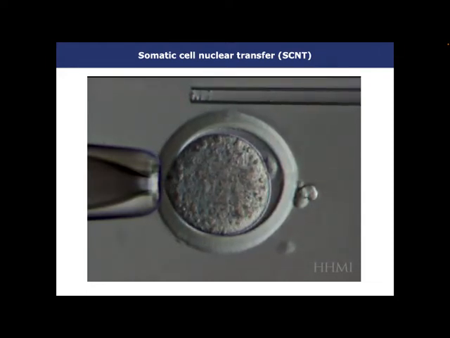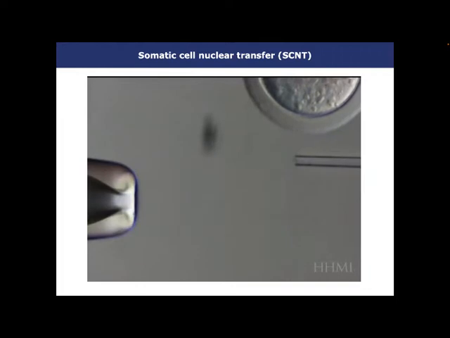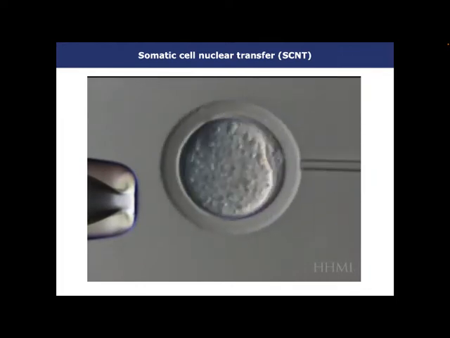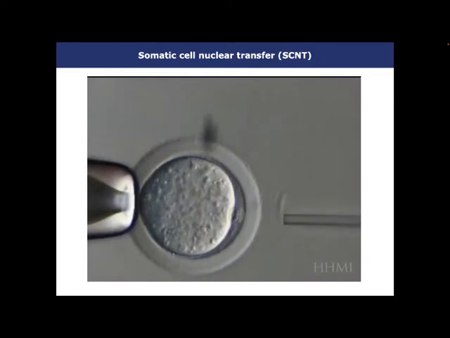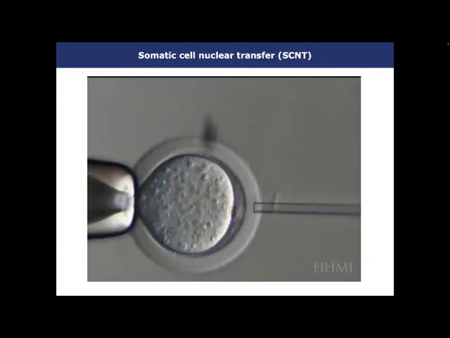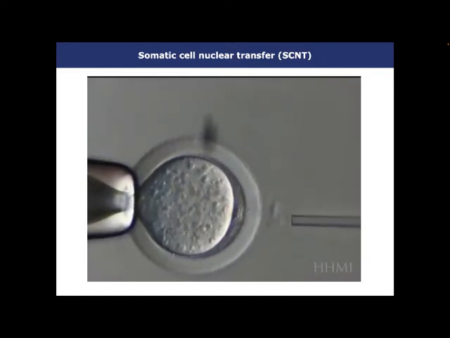Now the next step is to take a set of eggs like that, and I'll show you two, and then transfer into them a nucleus from another kind of cell, a fully differentiated somatic cell. So here the enucleated egg is set on the side, held by this holding pipette on the left. There's the drilling of the little hole in the membrane. Here we go in. Here comes the nucleus from the right.